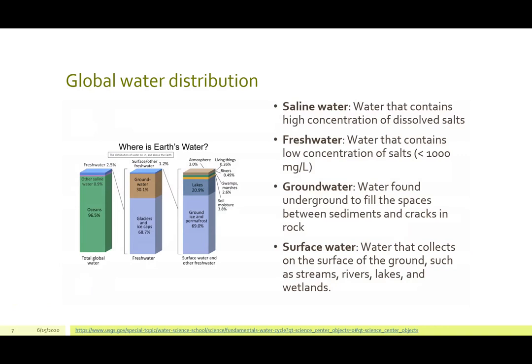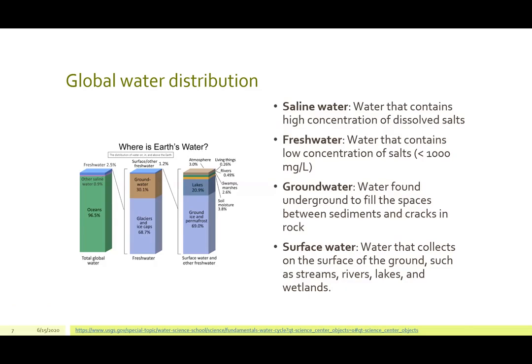Sorry. The next thing I'll talk about is global water distribution. I apologize for that. As you can see in this bar chart, 96.5% of the Earth's water is in the oceans. Of the remainder, 68.7% is in glaciers and ice caps, 30.1% in groundwater, and 1.2% in lakes, rivers, and wetlands. Very little water is stored in the atmosphere.